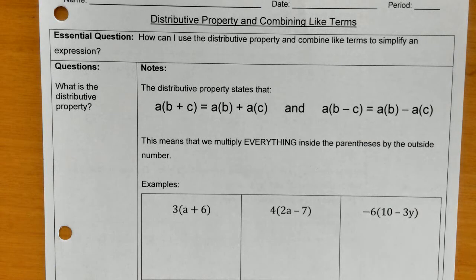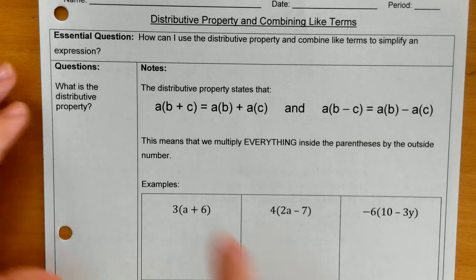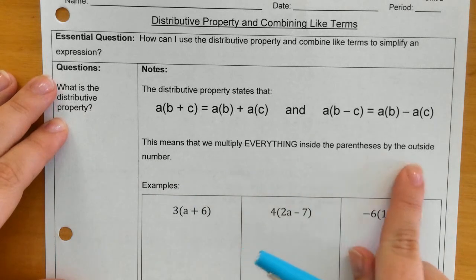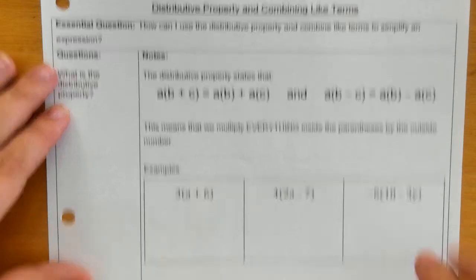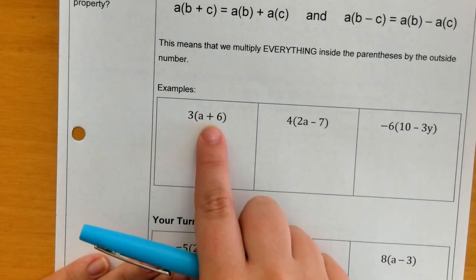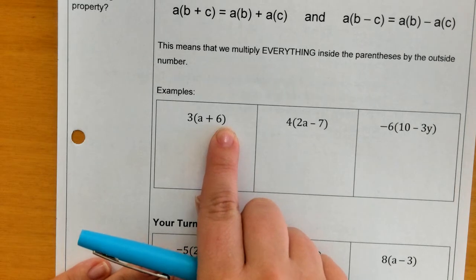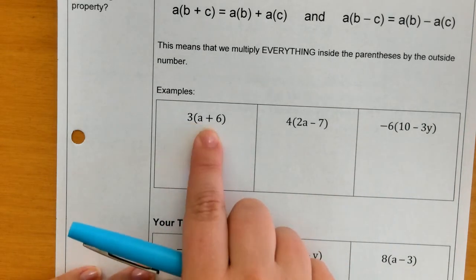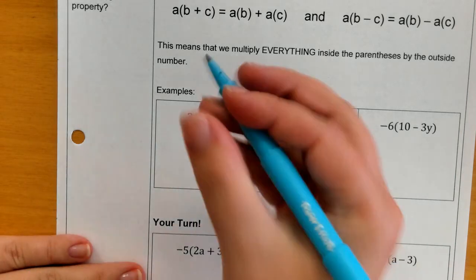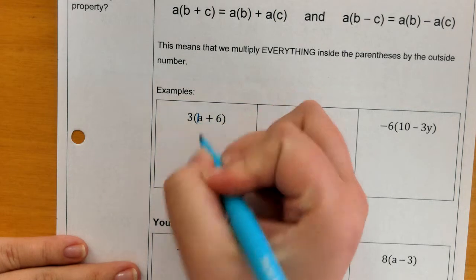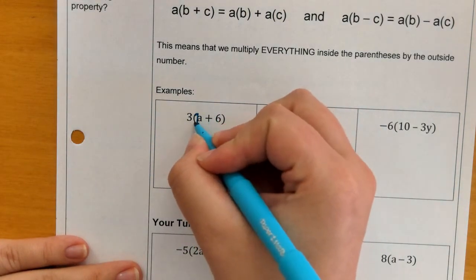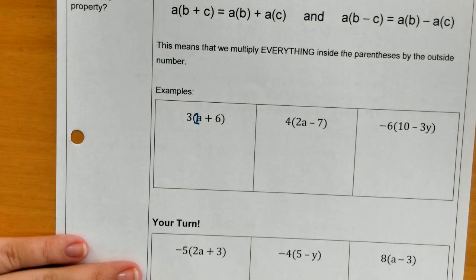What this means in English, or in easier words, is that we're multiplying everything inside the parentheses by the outside number. So here's how that looks. Here we have 3 parentheses, A plus 6 parentheses. So what we're going to do is multiply A and this 6 by the outside number 3. There's this thing called a phantom 1. And the phantom 1 hides in front of variables or letters that don't have a number in front.